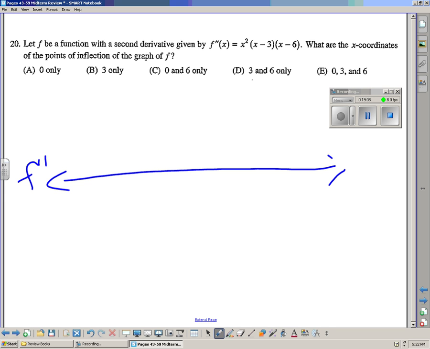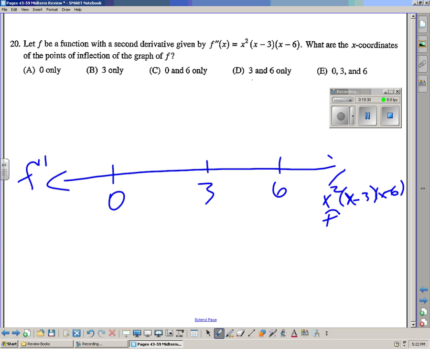F double prime. Our roots are 0, 3, and 6. So our derivative here is x squared times (x minus 3) times (x minus 6).